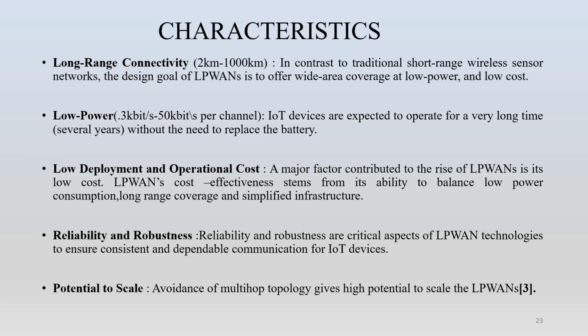Coming to the characteristics, there are various types of characteristics. The first one is long range connectivity. In contrast to traditional short range wireless sensor networks, the design goal of LPWANs is to offer wide range coverage at low power and low cost. We have discussed these points in the above slides. The other one is low power. IoT devices are expected to operate for a very long time without the need to replace the battery.